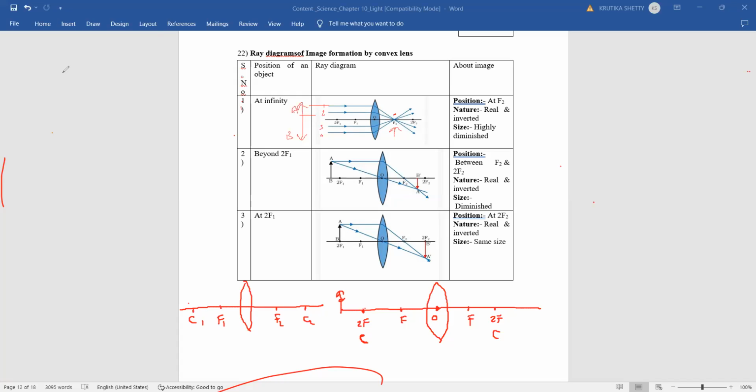So here, which rule do we use? The first rule: the rays which are parallel to the principal axis, after passing through the lens, pass through the principal focus. Wherever two or more rays meet, that is the place where the image is formed. You can see all these four rays are meeting at F, so here the image is formed. You can see the object, and you can also see the image.